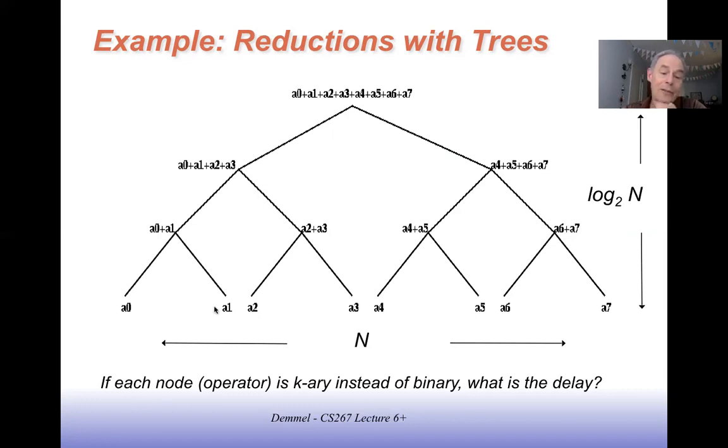So the question I ask here is, what if this is all binary, we're doing a binary reduction? We could do a k-ary reduction if our operator was a k-ary function instead of a binary function, meaning instead of taking 2 inputs, we took k inputs. Then these nodes would have k inputs and the tree would flatten out, because now instead of log base 2 levels in this tree, we'd have log base k levels. So the depth of the tree is log base the arity k of the operators, and if k is 2, then it's log base 2.